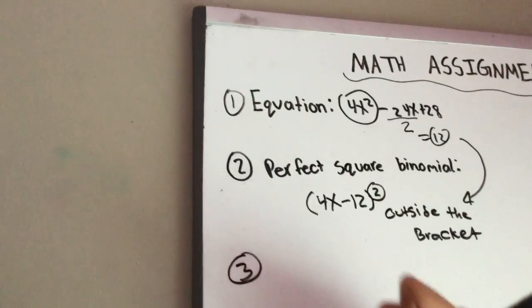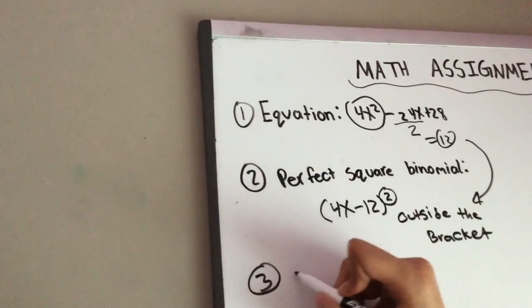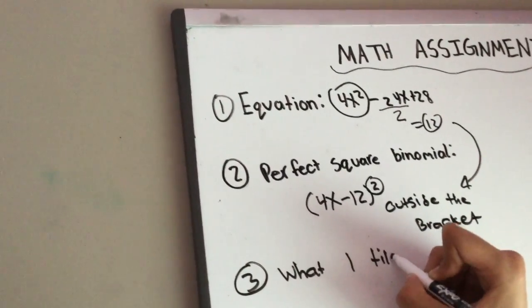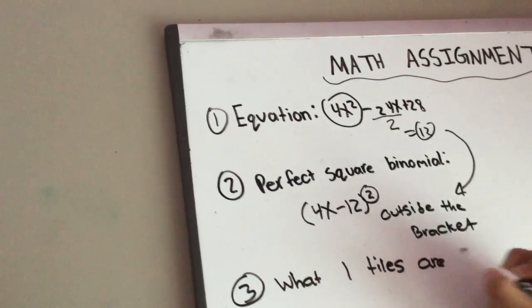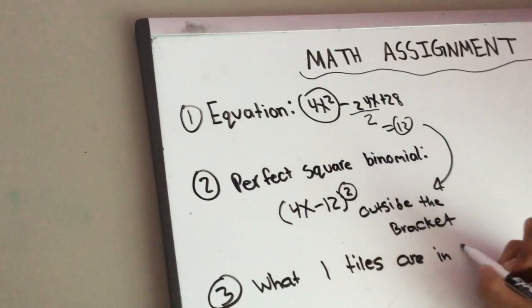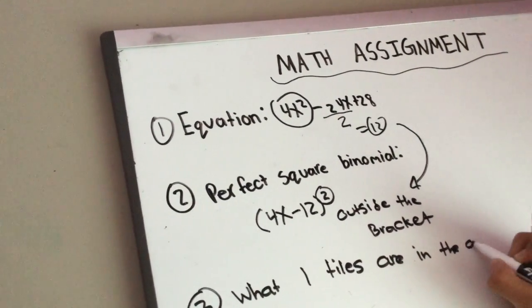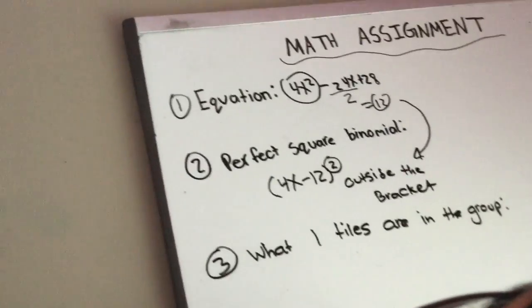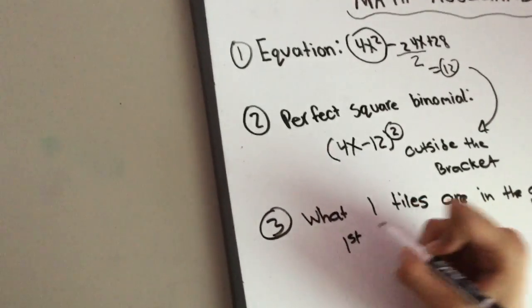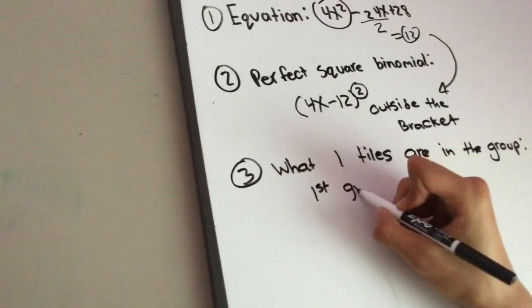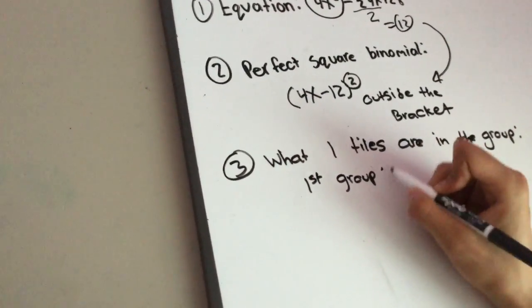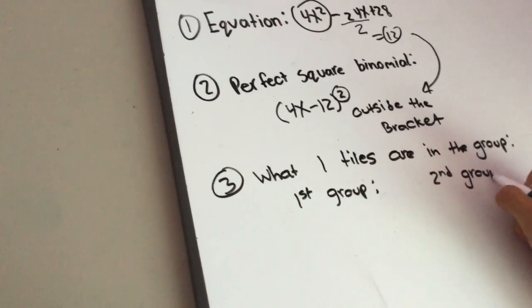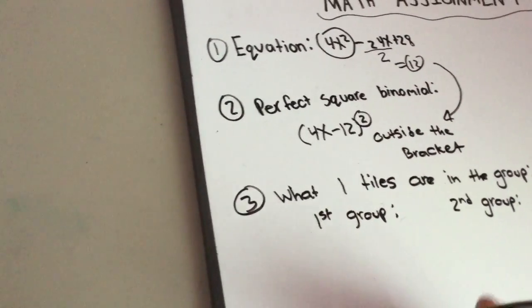And now step 3, what I'll be doing is looking at the tiles in the group. So we have the first group and we have the second group.